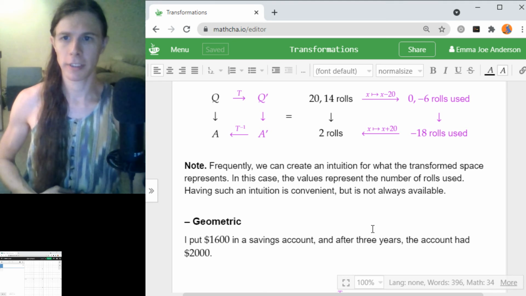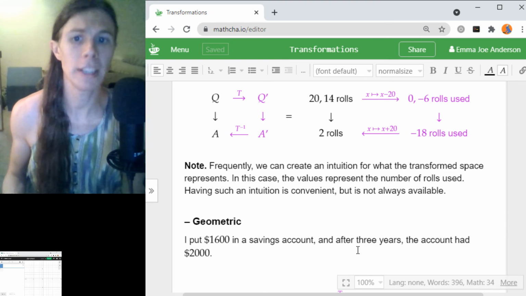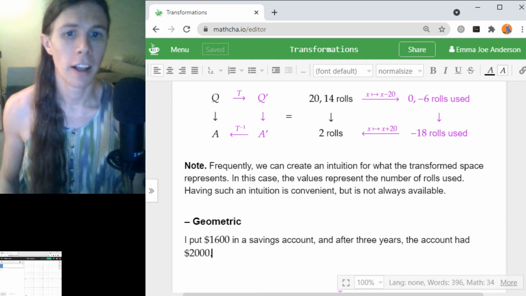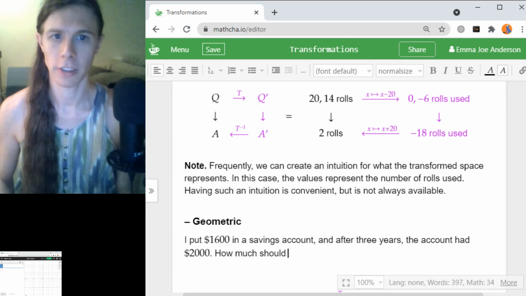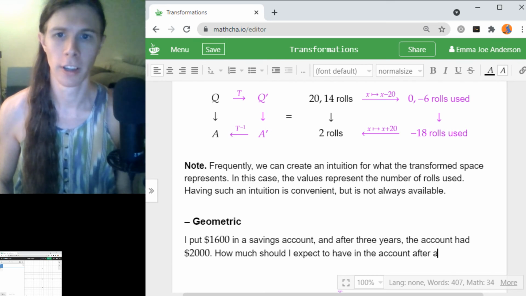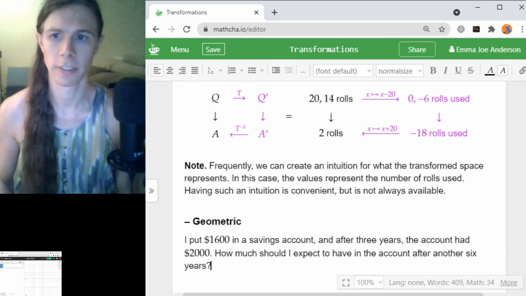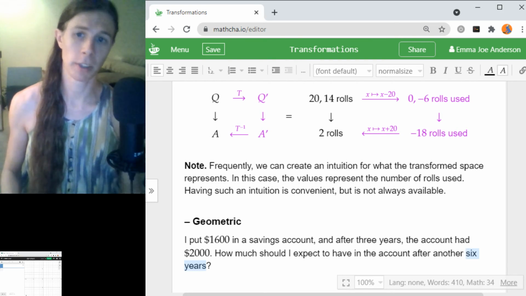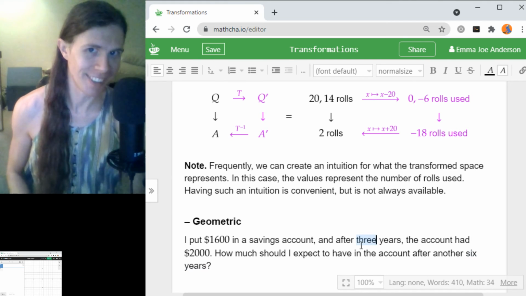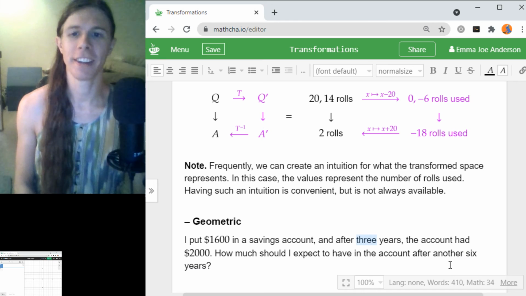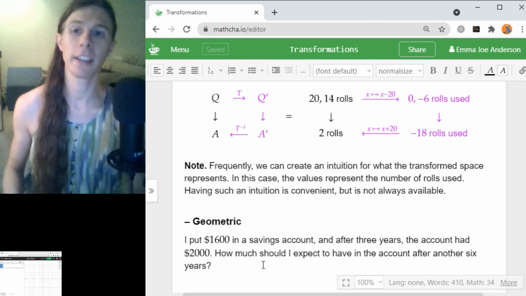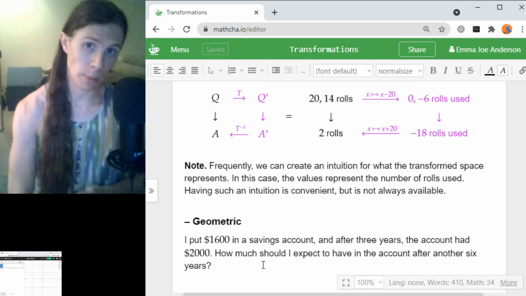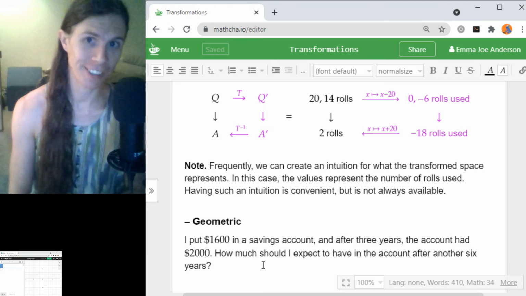Okay, so I put 600 in a savings account, and after 3 years, the account had 2,000. The question that I might wonder is how much should I expect to have in the account after another 6 years? And I am deliberately choosing something that, again, is twice this. The numbers are pretty, so that it's just 3 times the amount of time from the start. And again, you can do this in a straightforward, direct way because the numbers are nice.